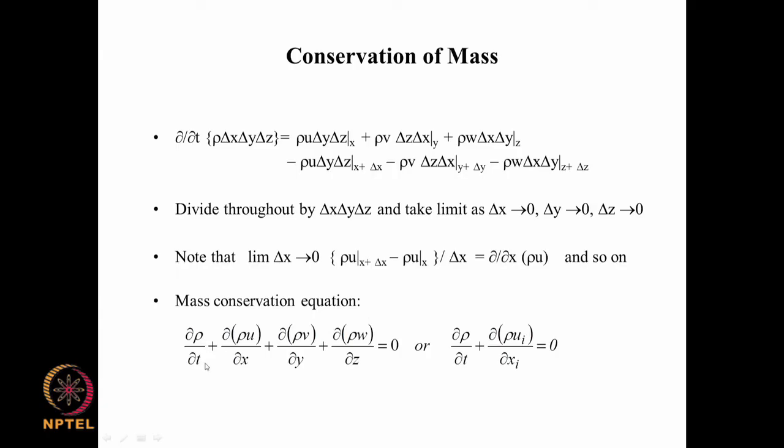So, dou rho by dou t plus dou by dou x of rho u plus dou by dou y of rho v plus dou by dou z of rho w equal to 0, or dou rho by dou t plus dou by dou x i of rho u i equal to 0 is the index notation. So, this is the mathematical statement of the conservation of mass. In the next lecture we look at how to derive an equivalent mathematical expression for the conservation of linear momentum and all that.